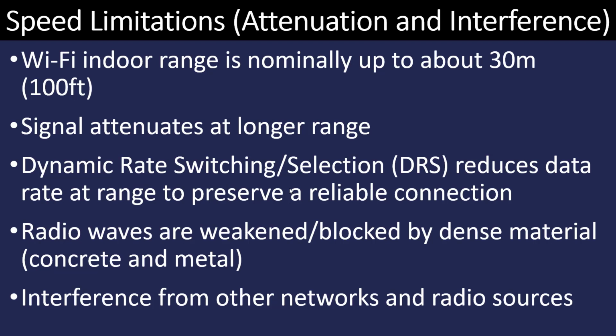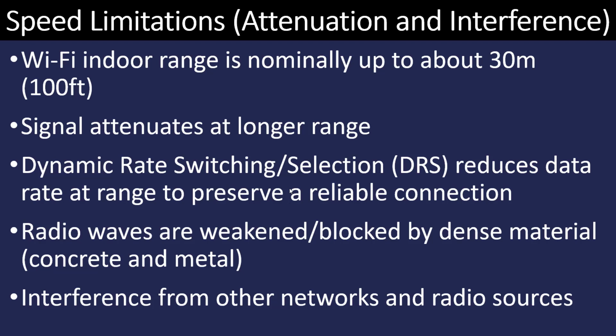So Wi-Fi has some limitations, including range. They say up to about 30 meters indoors, and that's going to vary based on your walls and how many obstacles are in there. The farther away you get from the base station, the signal attenuates, or gets lower, so your speed slows. Your access point is going to use something called DRS, which reduces the data rate as the signal gets further away. It's focusing on a reliable connection over speed.